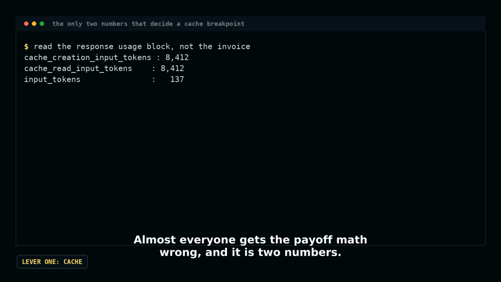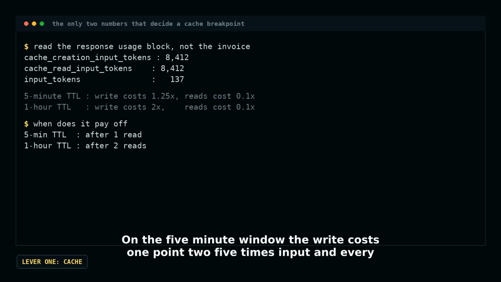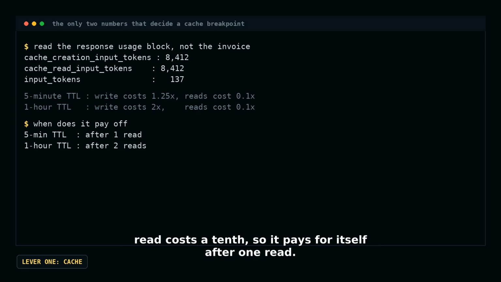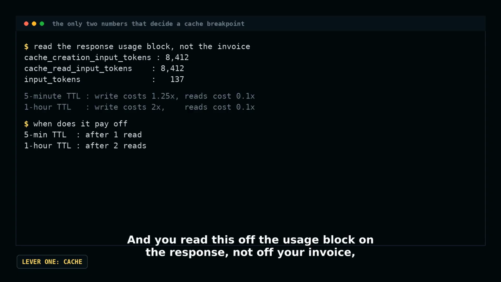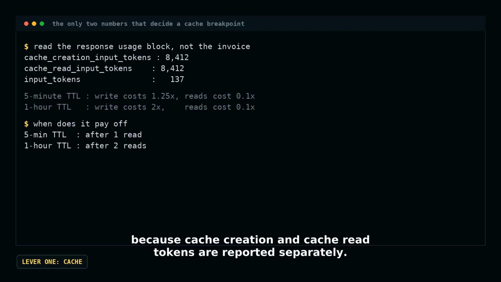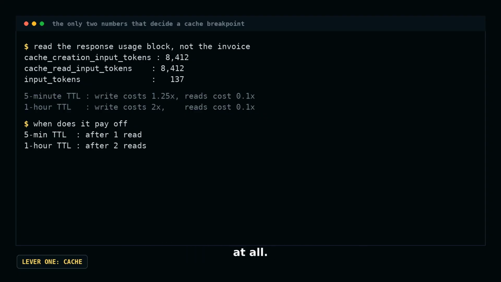Almost everyone gets the payoff math wrong, and it is 2 numbers. On the 5-minute window, the write costs 1.25 times input, and every read costs 1/10, so it pays for itself after 1 read. On the 1-hour window, the write costs double, so you need 2. And you read this off the usage block on the response, not off your invoice, because cache creation and cache read tokens are reported separately. If you are not logging those 2 fields, you cannot tell whether your cache works at all.